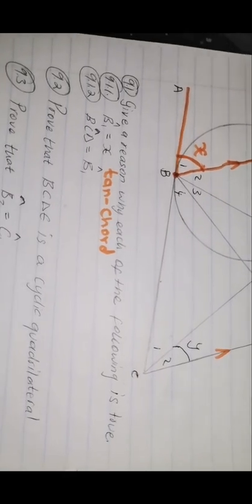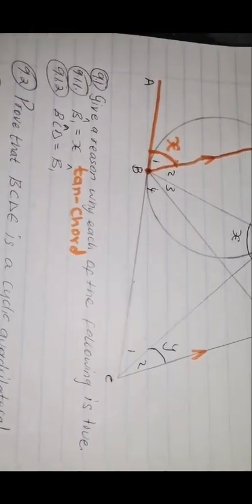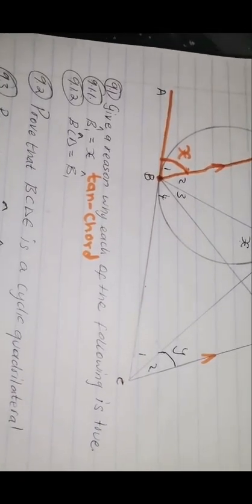For you to master circle geometry, you need to understand the statement. You need to know from the statement which theorems are included in the statement. So you don't just apply theorems that are not included in the statement.